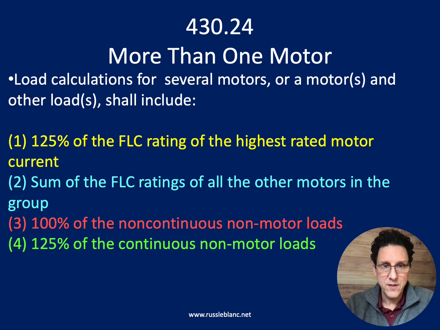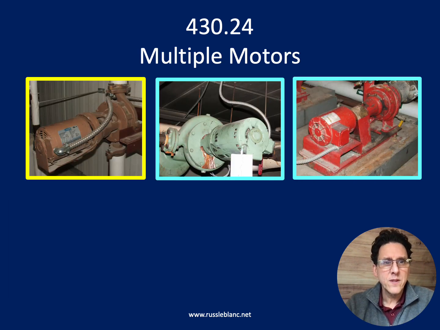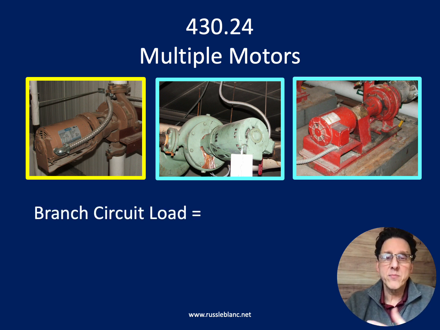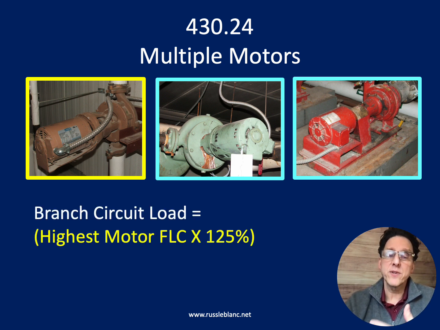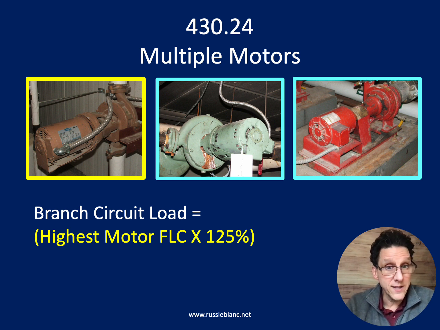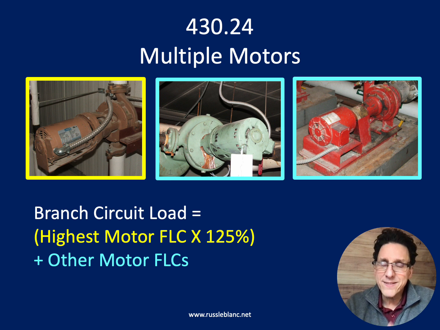And then we take any continuous loads that are non-motor loads and multiply those at 125% and add those into this calculation. All right, so here's 3 motors. One of them is the largest motor, or the highest rated motor, I should say. So the branch circuit load is equal to the highest motor full load current rating, the one highlighted in yellow, plus the other two motor full load currents at 100%. So the one highest at 125%, and all the other motors at 100%. We add those together, and that's the calculated load for this group of motors.